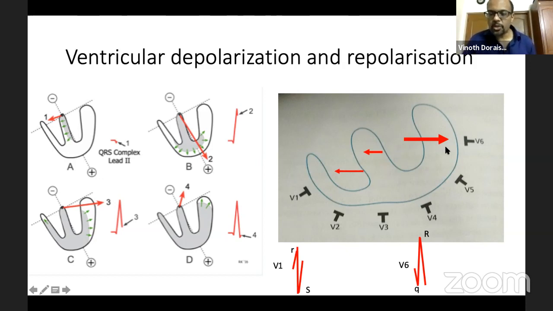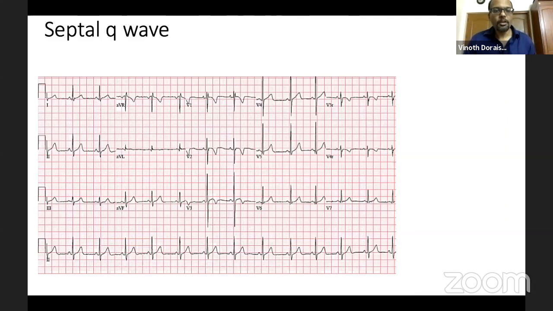So this is going towards V6 and away from V1. You will get a deep S wave, a capital S wave, in V1, and you get a tall R wave in V6. So this is basically the QRS complex in simplified terms. Coming to the septal Q wave, I told you a septal Q wave is a normal phenomenon due to the septal depolarization.